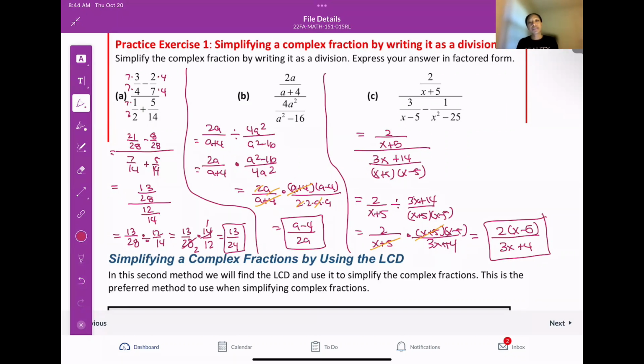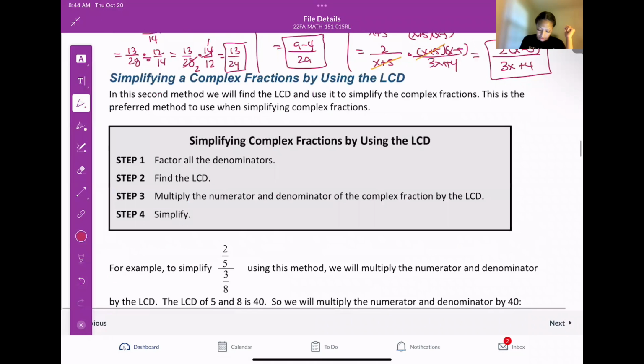So these have all been examples of simplifying complex fractions by rewriting it as division. Another technique that we can use for simplifying rational expression or complex fractions is to multiply everything by the LCD. All right, so that's our second method.